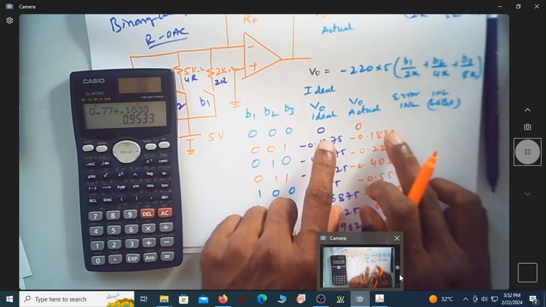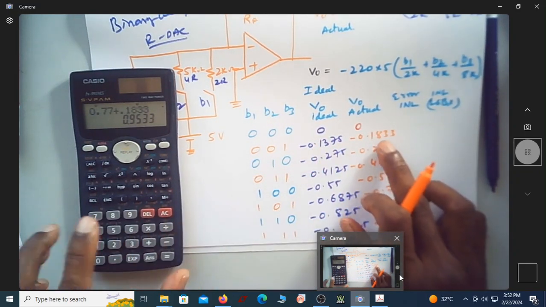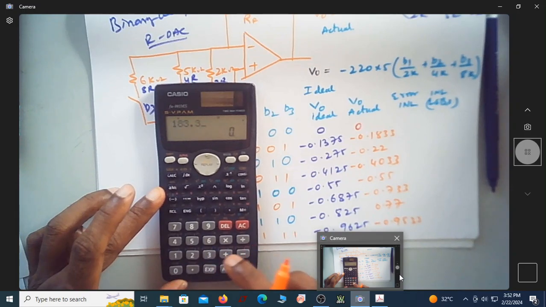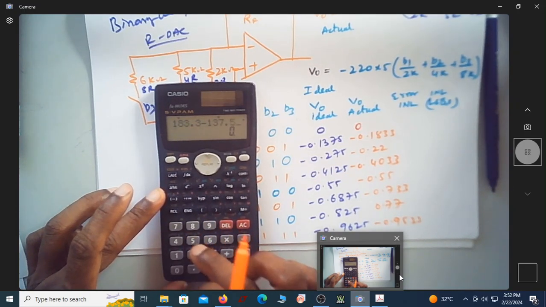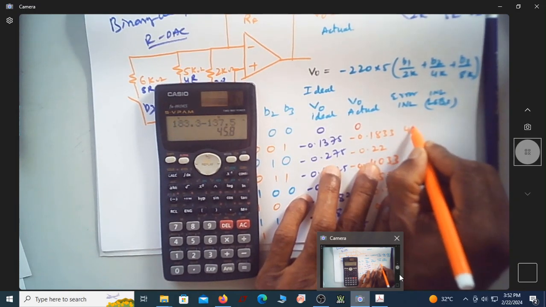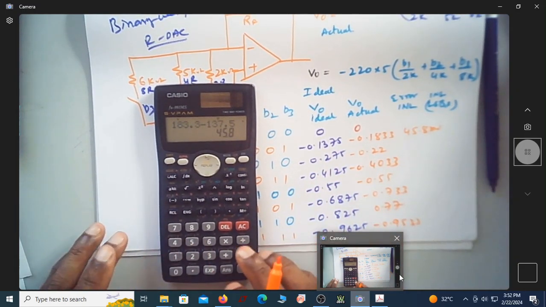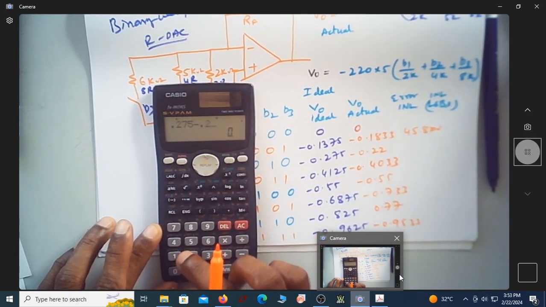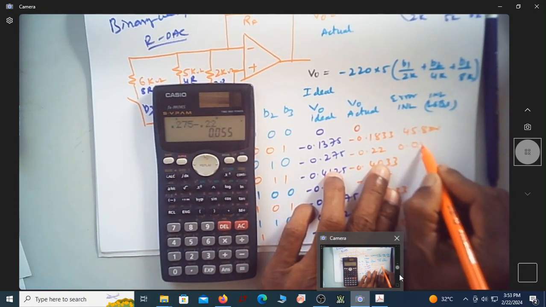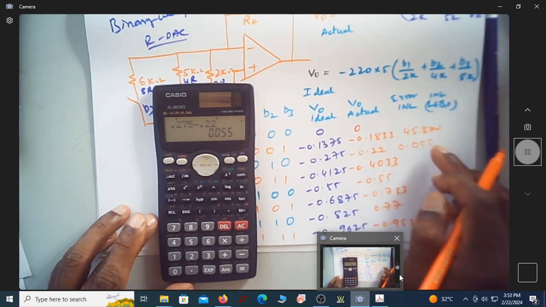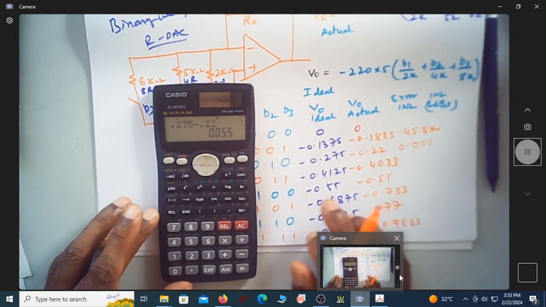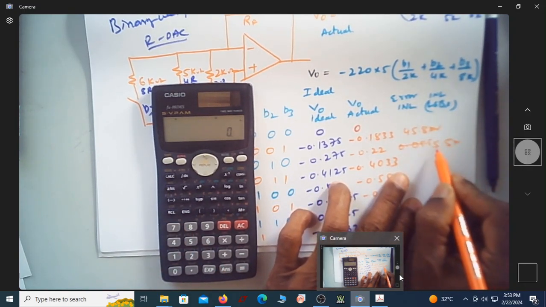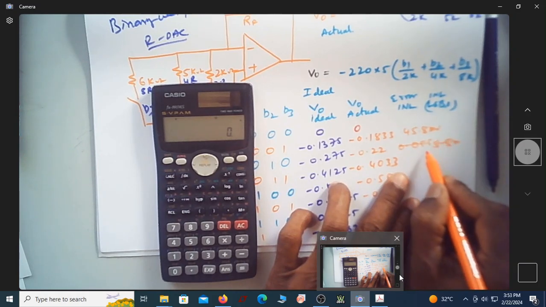The error is the ideal minus the actual value. So it's actually more here. How much is that? It is 183.3 millivolt minus 137.5 millivolt, which is actually 45.8 millivolts of error. And this is 0.275 minus 0.22. The error is 0.055, okay, this is 0.55 volts, that is 5.5 millivolts. So here it is, let me write it as 5. No, this is 55 millivolt.